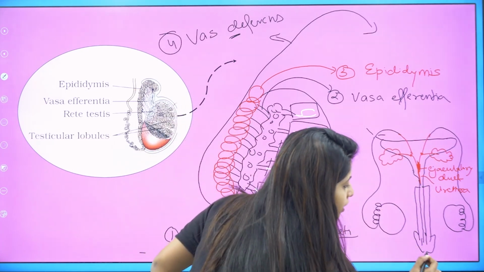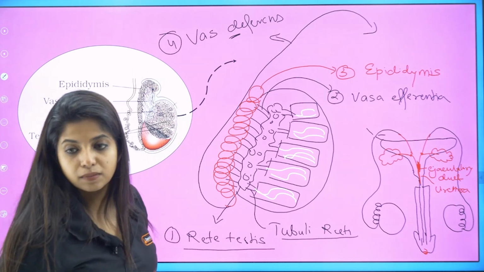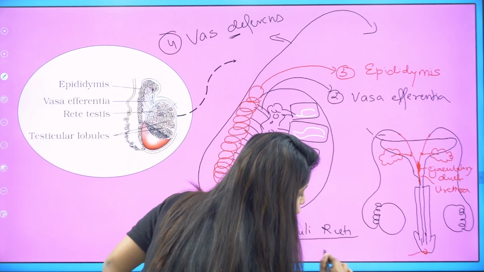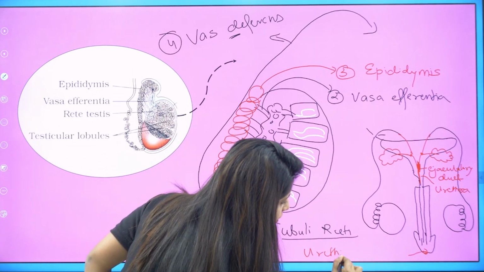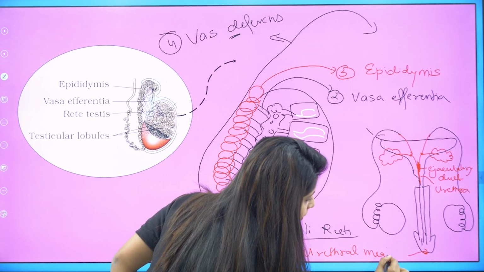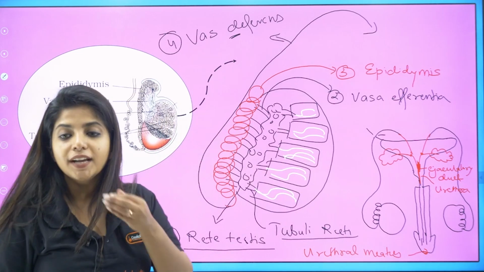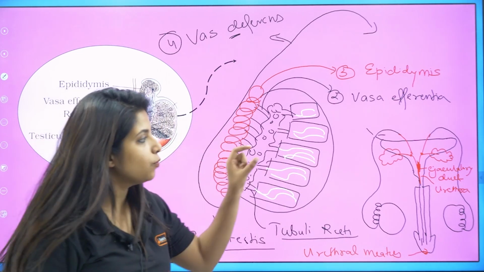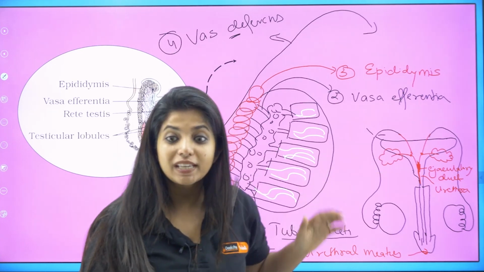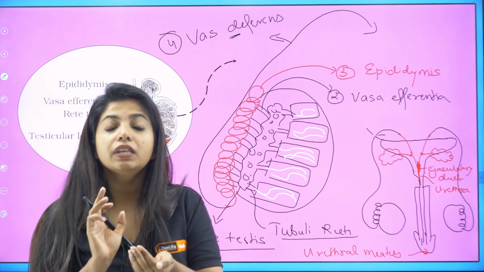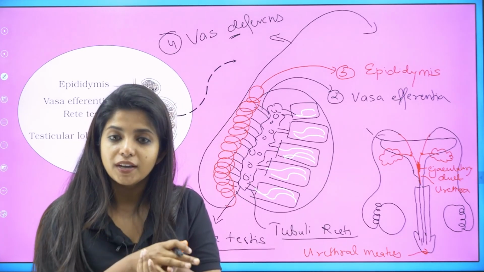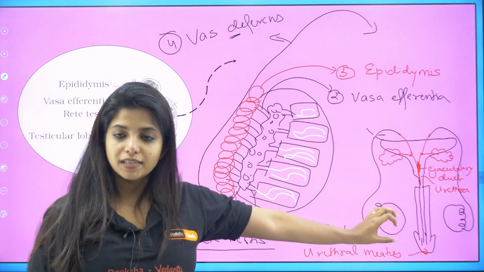The tip of the urethra from which the urine and the sperm it passes through, it is known as the urethral meatus. What do you call it? Urethral meatus. Now, what are these glands? So, these glands are the one that is there for the nourishment of sperms. So, the one that was nourishing sperms is still here.